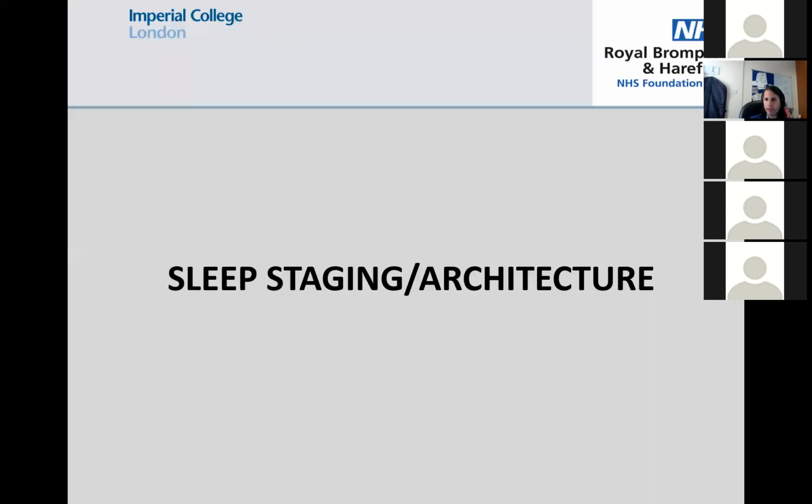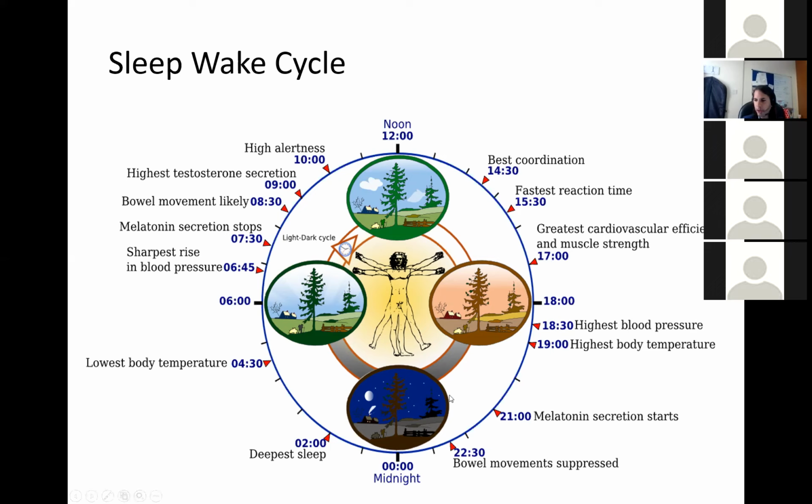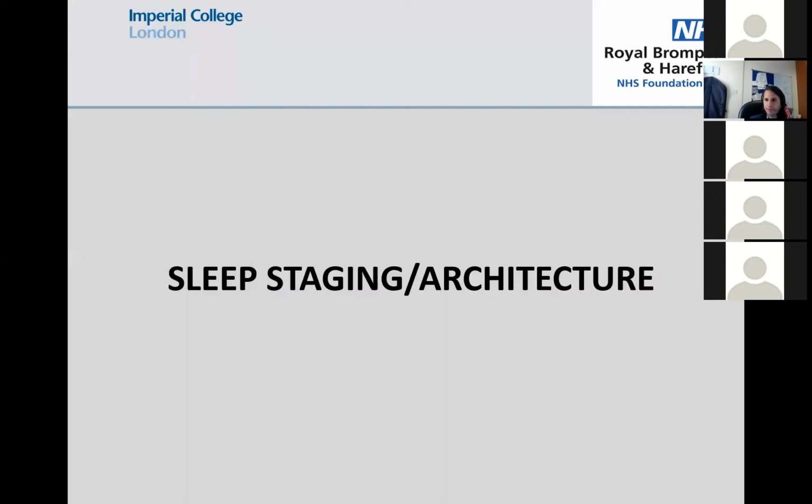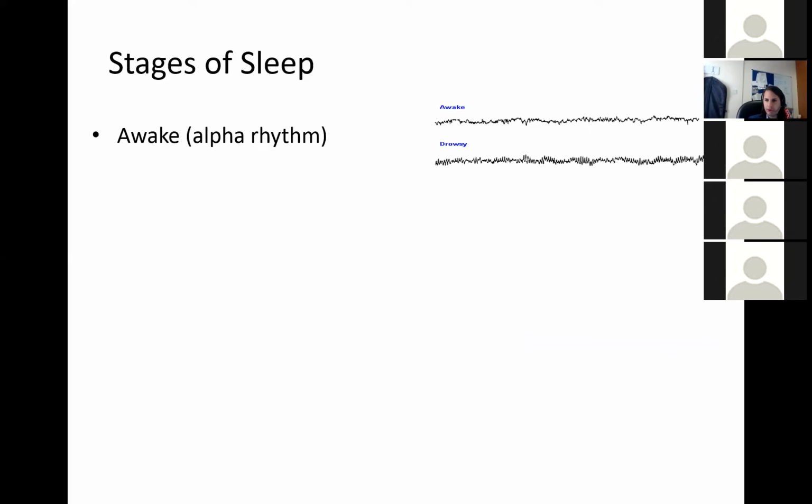So I'm going to quickly talk about sleep staging and architecture, because although you go to sleep around here, and your deepest sleep is here, your sleep isn't the same all the way through the night, and happens in different stages. So your staging of sleep is looked at on what we call a polysomnogram, which looks at your brain waves during wakefulness and sleep.